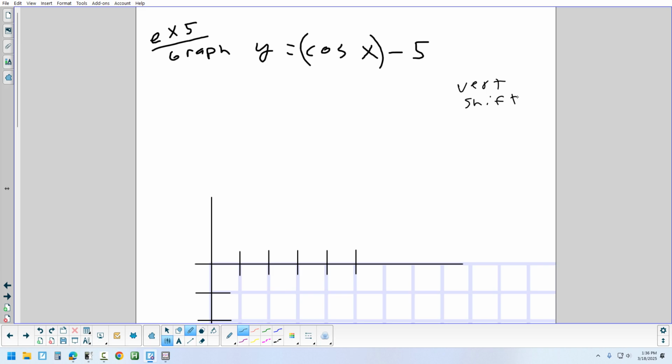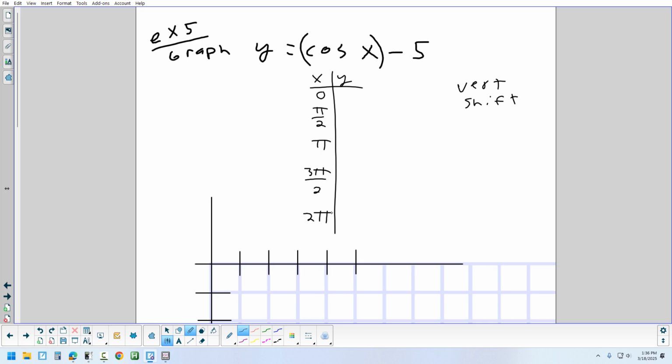Can we be a little more specific and tell me which way it's going to shift? Down. Yeah, it's a shift down. And it's going to go down how many? 5. Yep. Okay, if we shift down 5, what column is not affected? The x's. And what are my x's? 0, pi over 2, pi, 3 pi over 2, 2 pi.